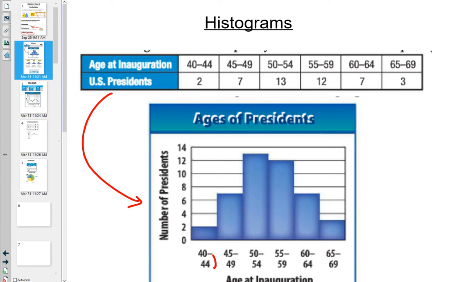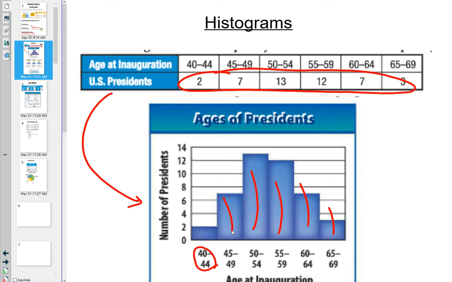So this first bar measures from 40 to 44. How high does that bar go? 2, yeah. It goes 2 units high. The next one is presidents from 45 to 49. How high does that bar go? Yeah, 7, sure. And so on and so forth. The heights of the bars are supposed to measure the frequency of how many presidents were in each range of ages.